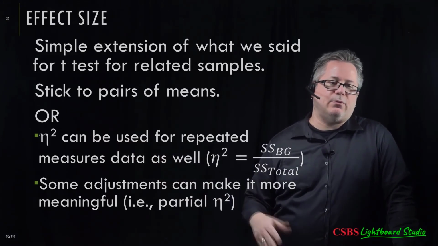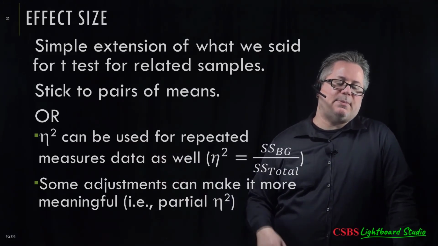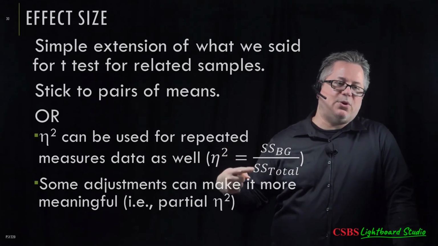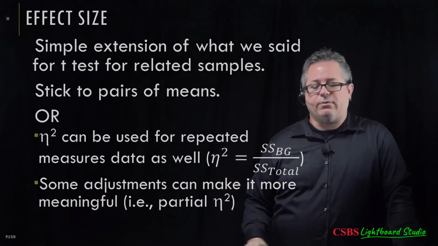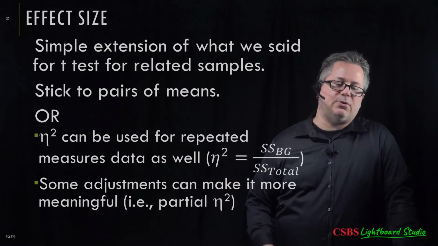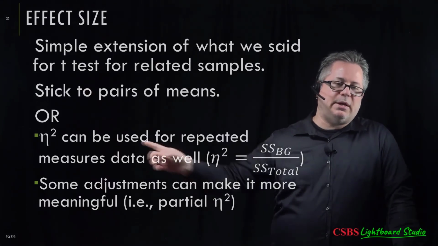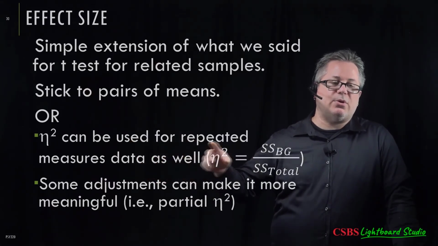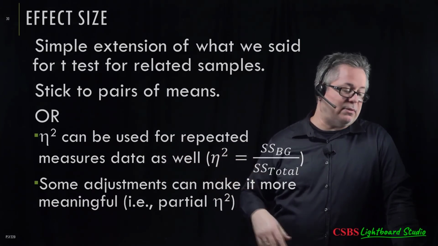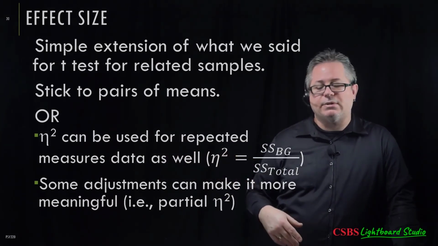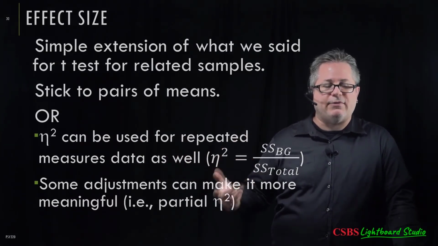That can be used for repeated measures data as well, especially since the between and total are unchanged between a repeated measures and a between groups ANOVA. You can use the eta squared or the omega squared. Those things will still work. You're going to get essentially the same results because the between and total haven't changed.